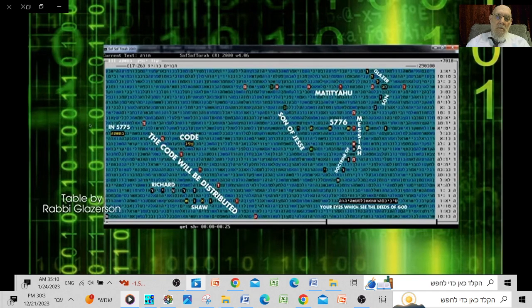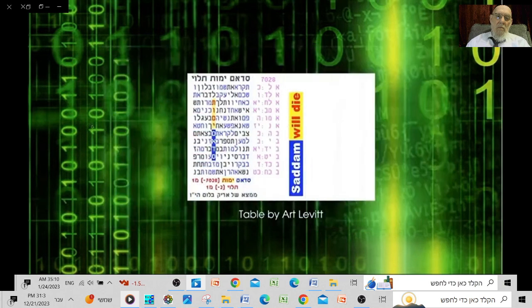It has Glazerson's name in. His first name is Matityahu. It's in there. It talks about the doctrine of Messiah. And in the plain text, near where this code sequence was found, it says, "Your eyes which see the deeds of God." I always thought that was kind of cool.